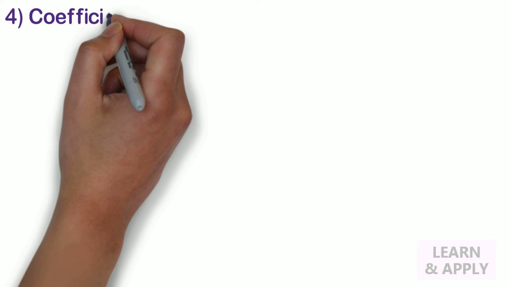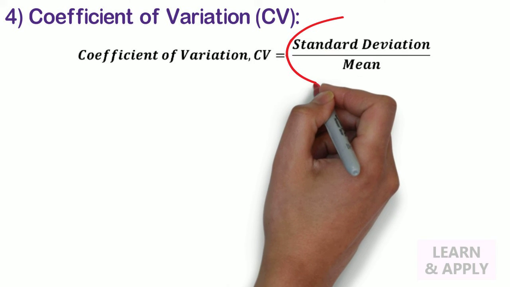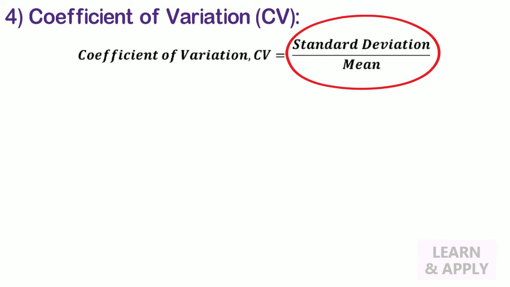4. Coefficient of variation, denoted by CV. The coefficient of variation is the ratio of standard deviation to the mean. The coefficient of variation is useful because the standard deviation of the data must always be understood in the context of the mean of the data. In contrast, the actual value of CV is independent of the unit in which the measurement has been taken, so it is a dimensionless number.